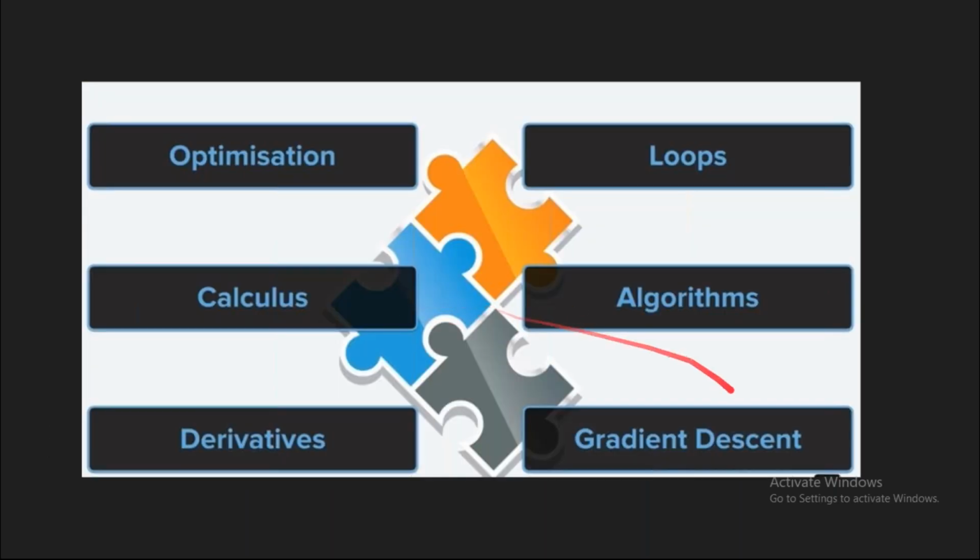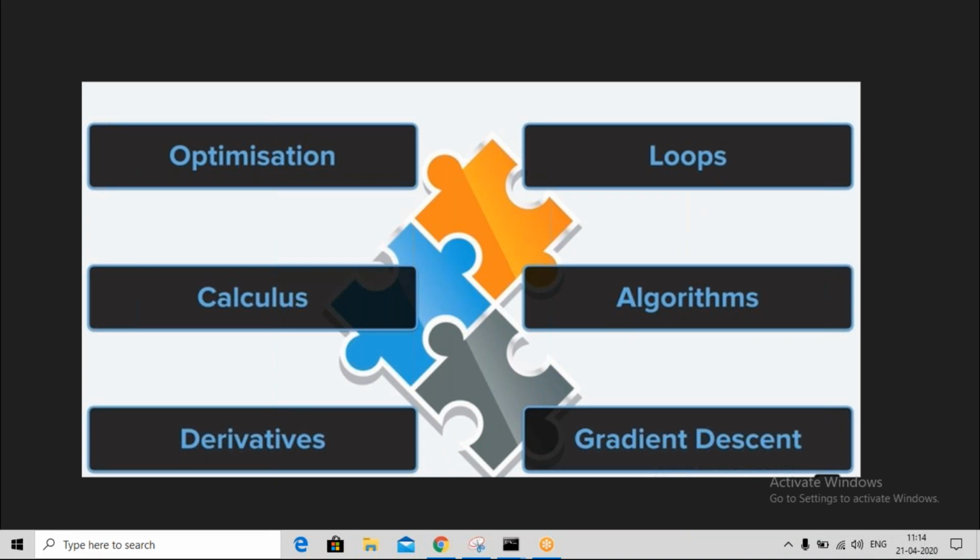So in this section we will try to look at the optimization. How can we optimize our algorithm? We'll try to look at some of the calculus also. We'll also look into derivatives, how to calculate derivatives, because derivatives are going to help us a lot. Then we'll look into loops, then we will create our own algorithm, and then we will talk about gradient descent also. I'll tell you what gradient descent is in the further slides. So these are the few topics that we will try to cover.